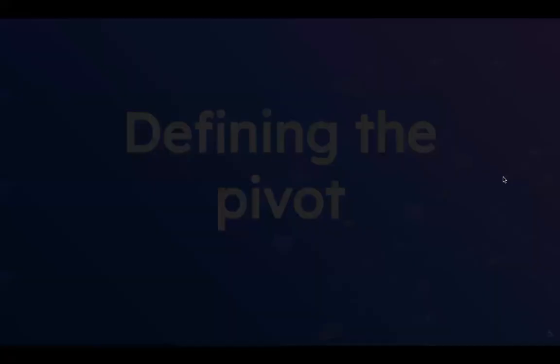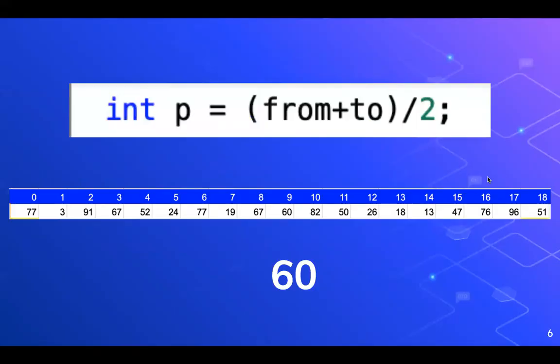Okay, so first we're going to define the pivot. I use this equation: int p = (from + to) / 2. And this is also my list of numbers. This is the index value, and this is the numbers. So I said from, which was index number 0, plus to, which is index number 18. So the first and the last. They define the length and the numbers.